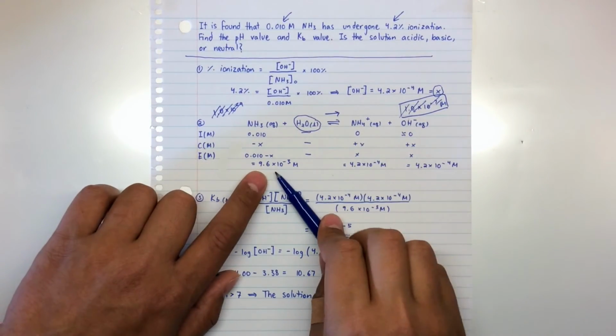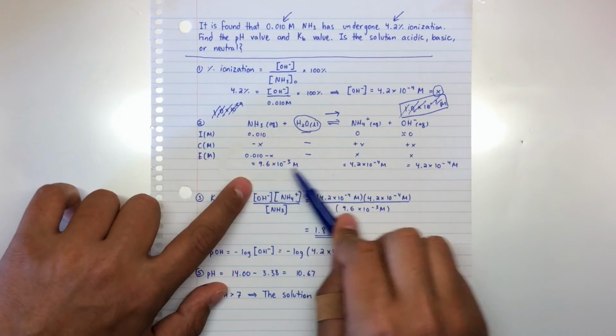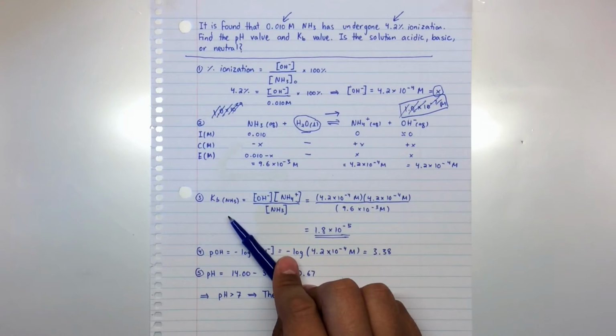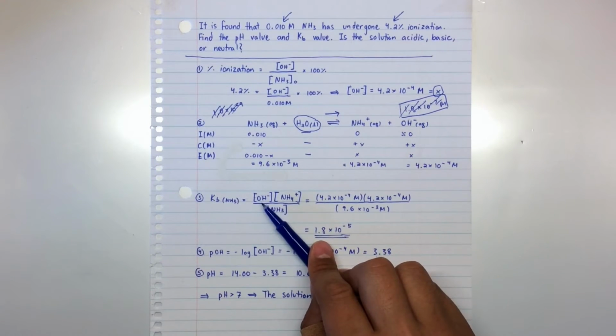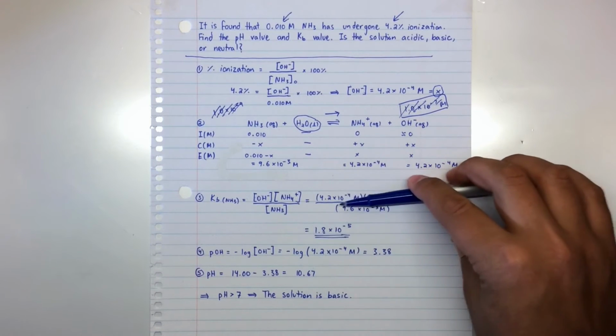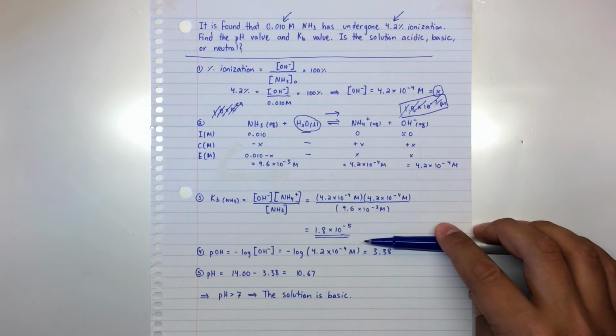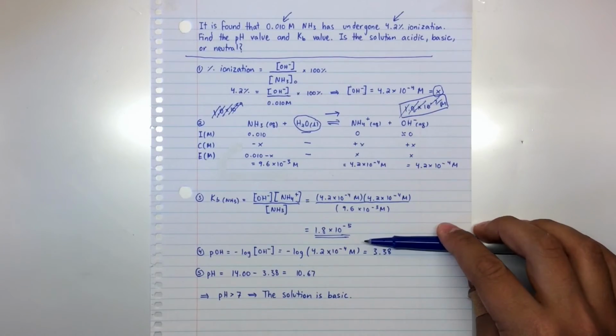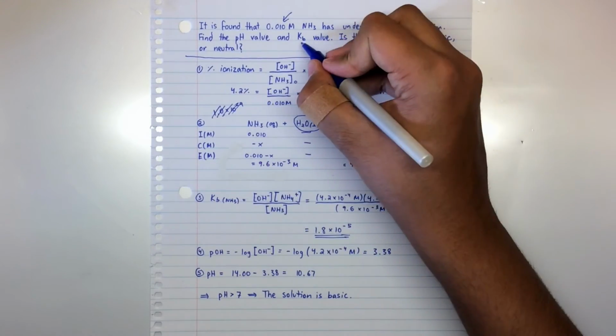From these three concentrations at equilibrium, we can find the Kb value for NH3. So we just write out the expression, the products over the reactants, and we substitute the values, and we get 1.8 times 10 to the minus 5. So this is the Kb value that they asked for.